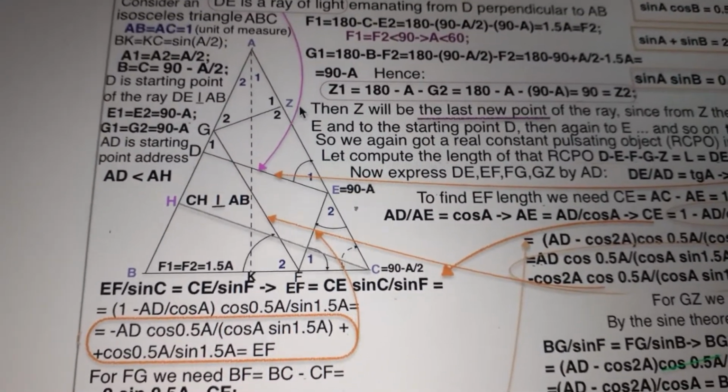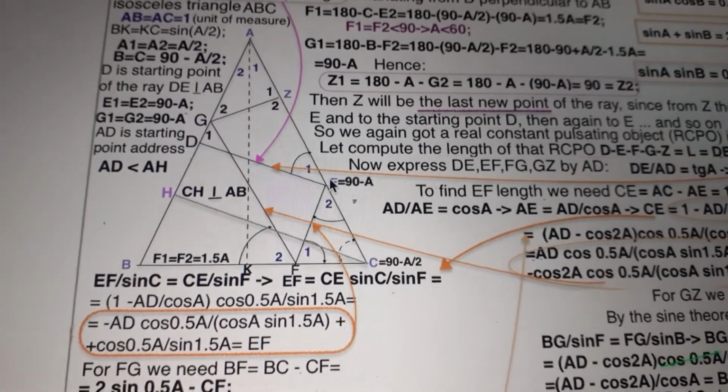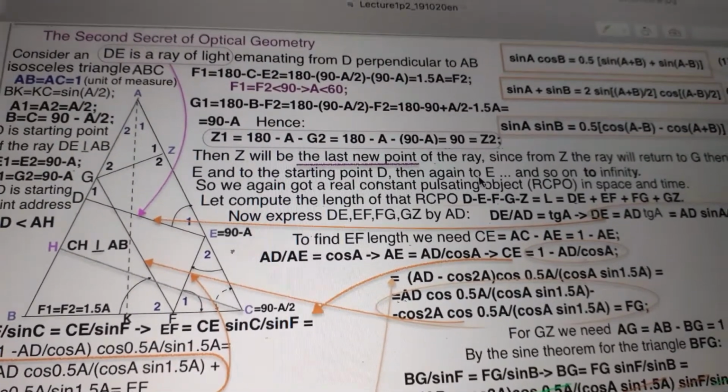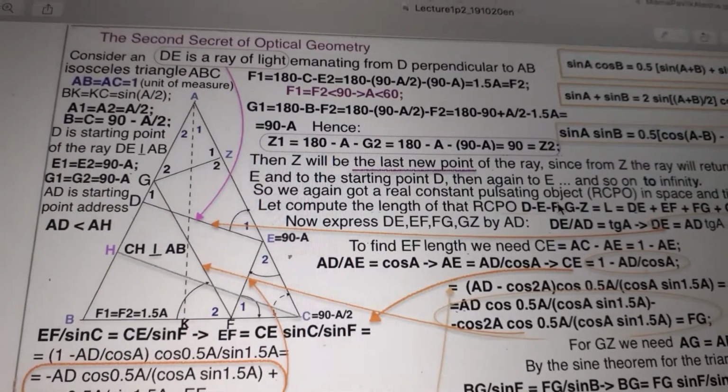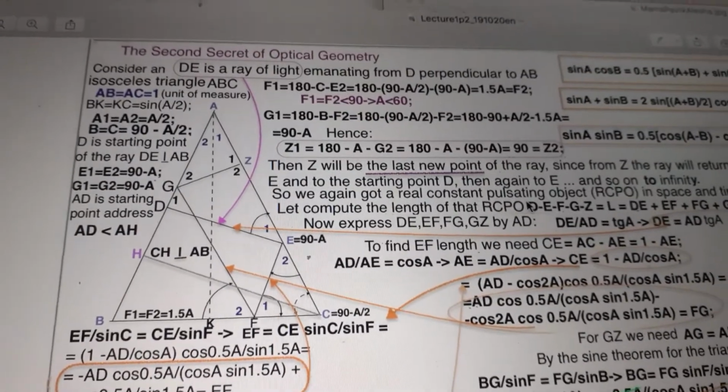So it is the result for a more complicated kind of RCPO. After this we will continue with more complicated forms of RCPO, our real constant pulsating objects. We continue this in our next secrets of optical geometry.